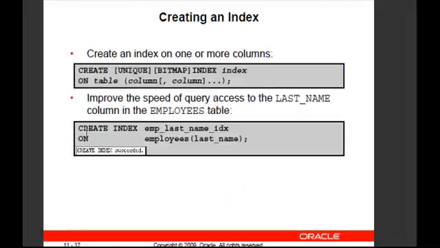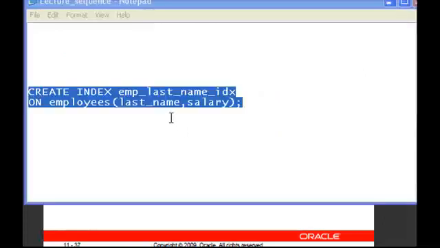Here is an example of how to create an index, and here is the syntax of creating an index. So create index, index name, on table employee, and the last name. It could be last name comma salary. We can have a composite form of index by using two options. Let's try that example. So we're creating an index on the last name and salary.